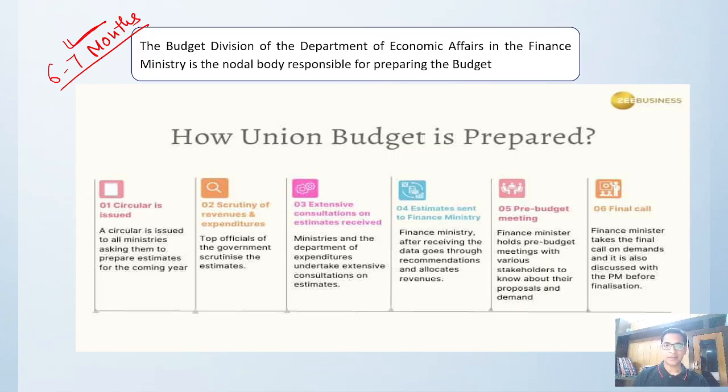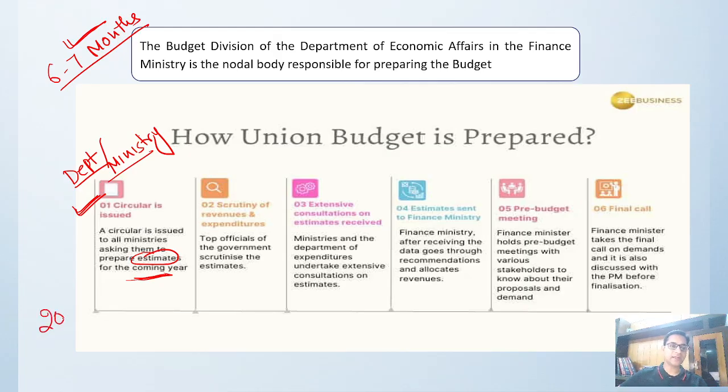No, that speech will only happen once all the data is there. So how does the budget process happen? First of all, the government will issue circulars to all the departments of the ministries. The circular goes to every ministry, where they will be asking: you prepare your estimate for the coming year.